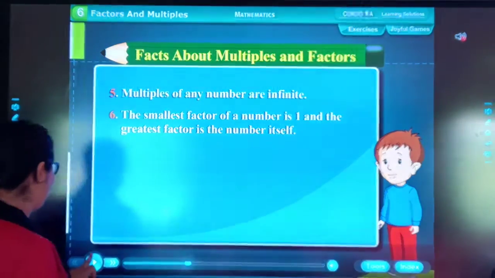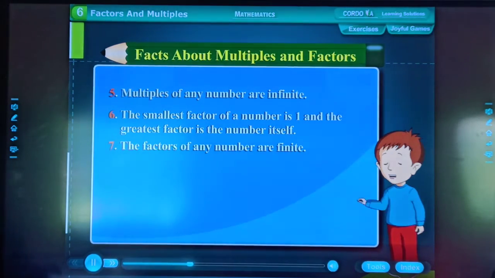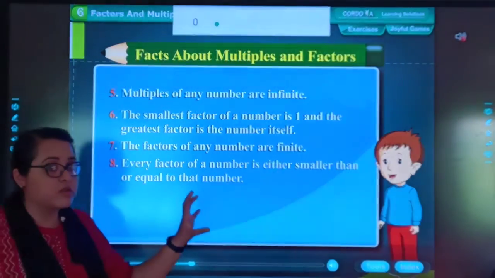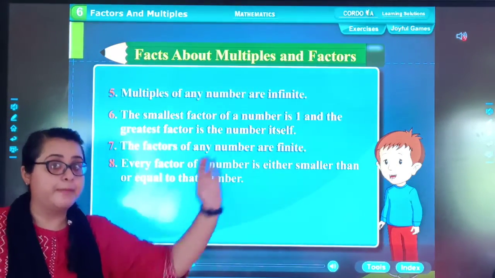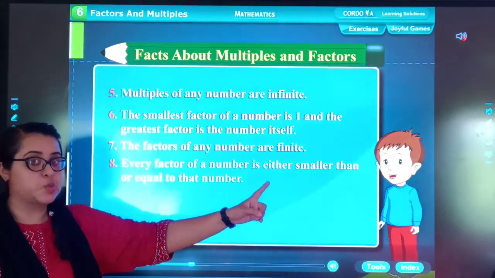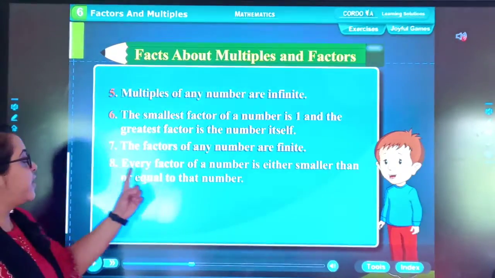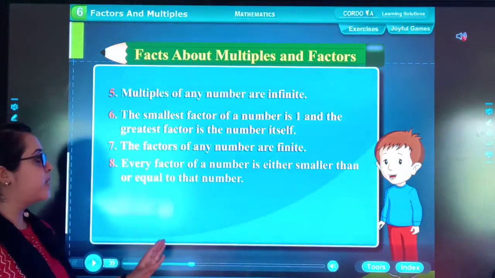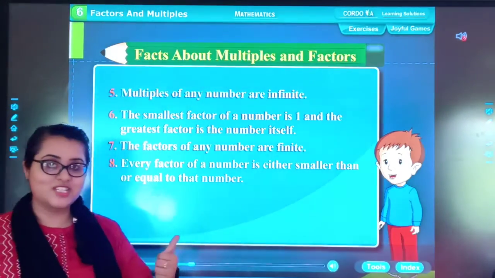Okay students? The factors of any number are finite. Students, focus. I cannot count multiples, they are infinite. But factors are finite, they are limited. Multiples infinite, factors finite. Every factor of a number is either smaller than or equal to that number. Okay students?